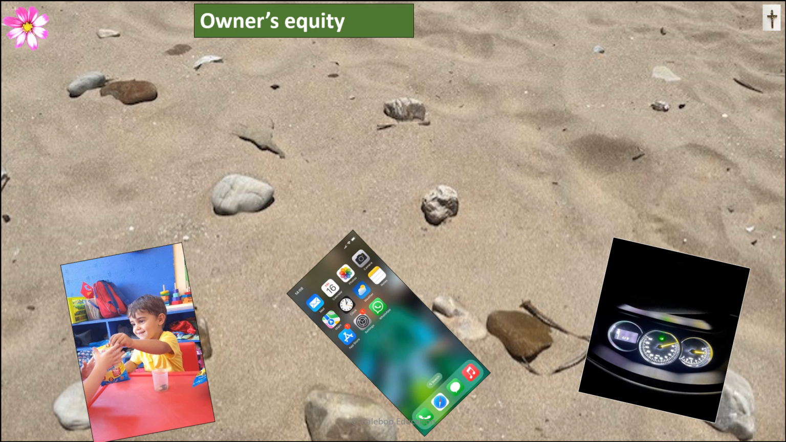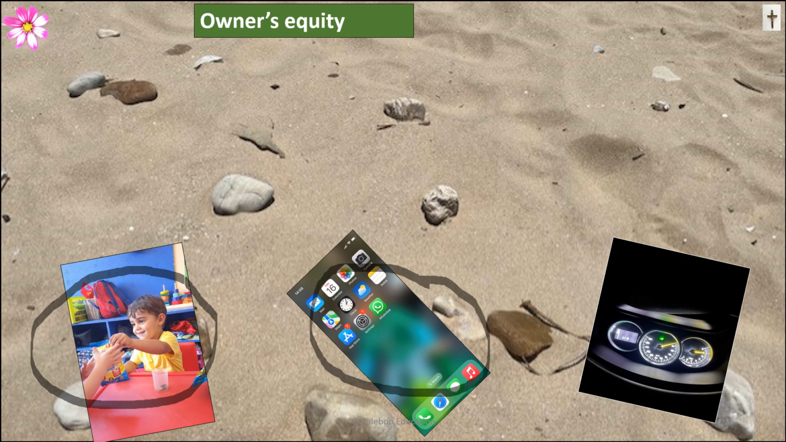What is owner's equity? Here is a picture of Caleb making a sale. So he's bringing in income. This is a picture of my cell phone. The cell phone is an expense, or a mobile. You might call it a mobile. A mobile is an expense to the business. And then, of course, vehicle maintenance, specifically fuel, is quite expensive for the sole proprietorship.